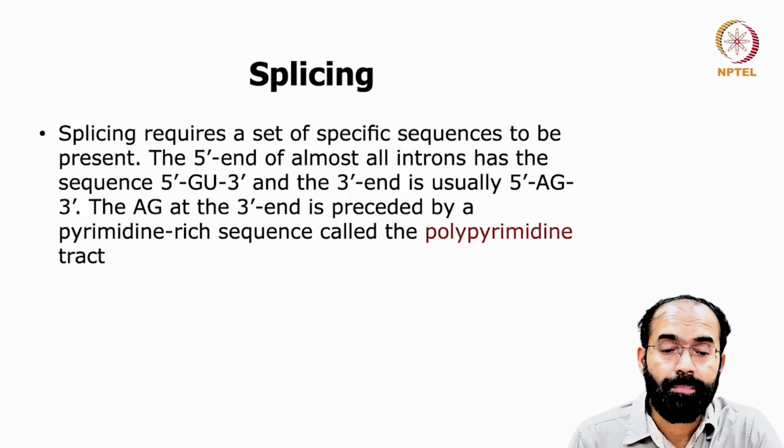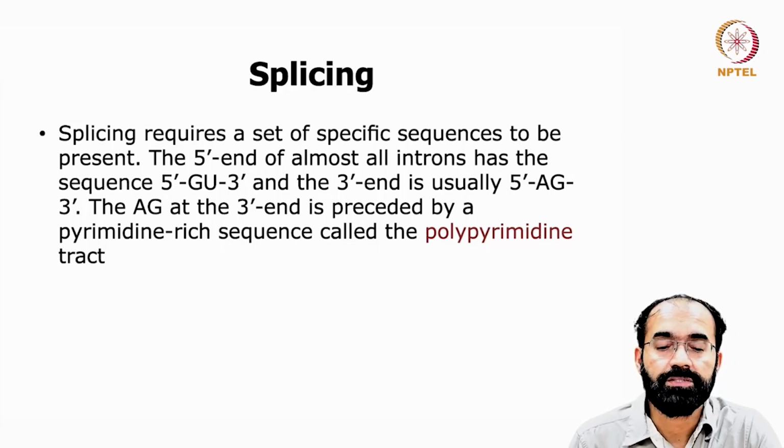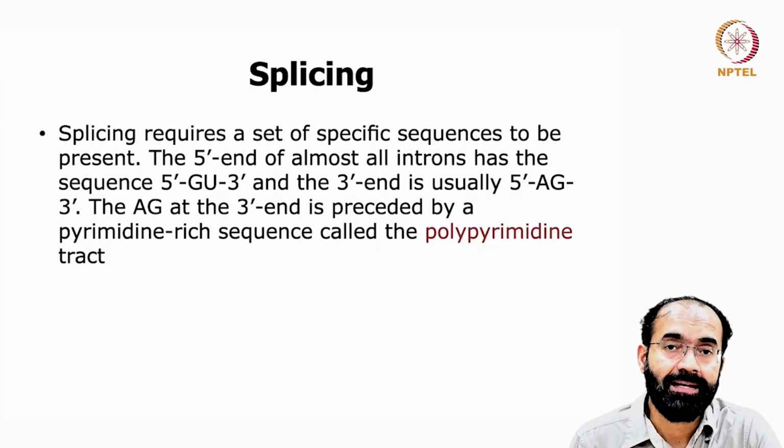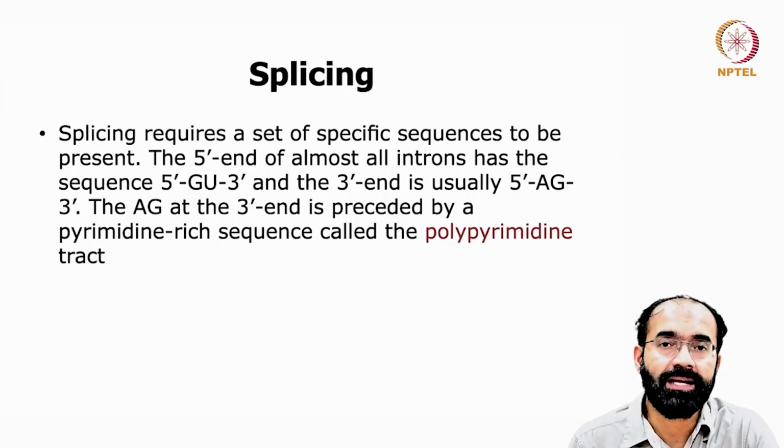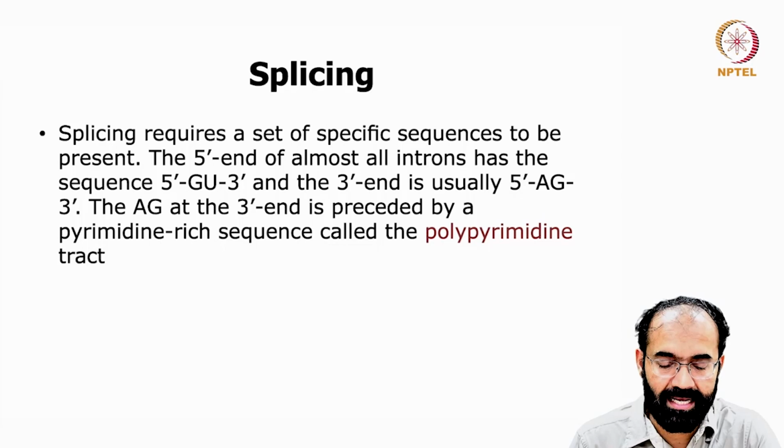The AG at the 3' end is preceded by a pyrimidine-rich sequence called the polypyrimidine tract, and upstream of that you have a branch point that must be an A.